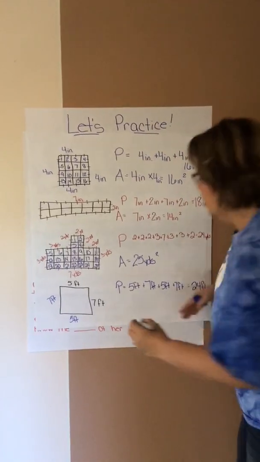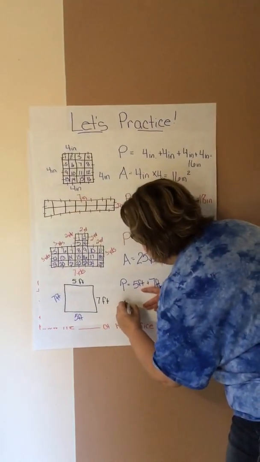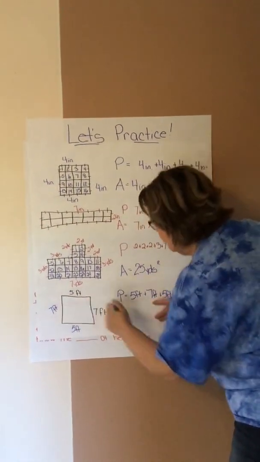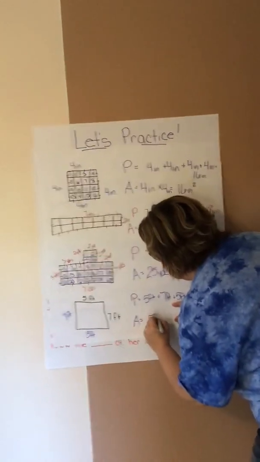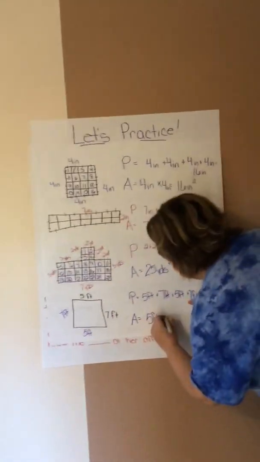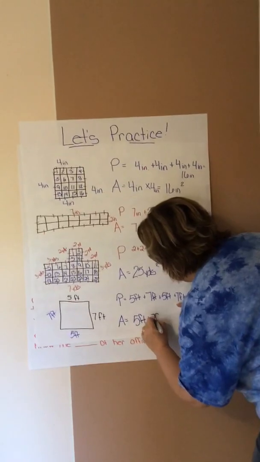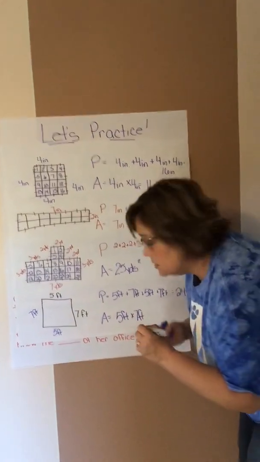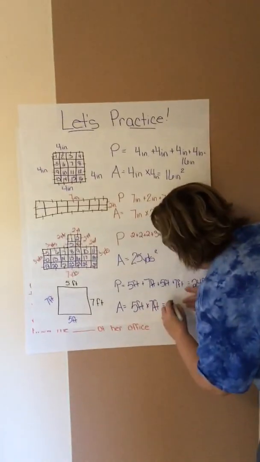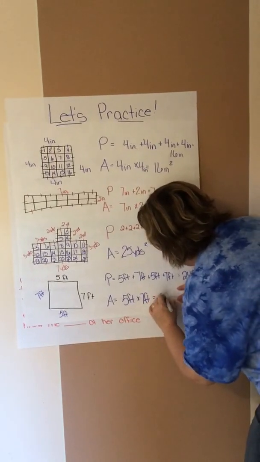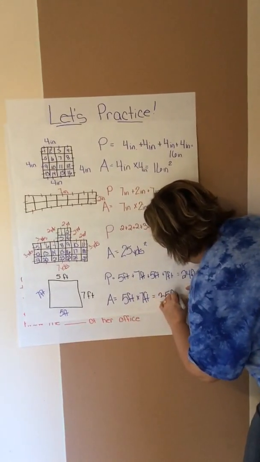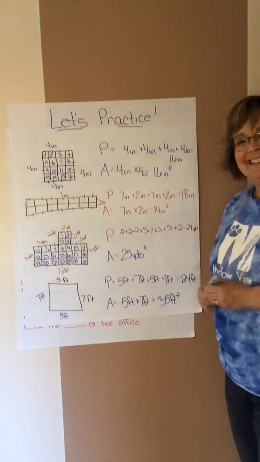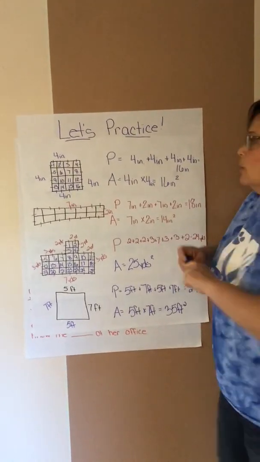We still have to figure out the area, but that's going to be easy because we have 5 feet times 7 feet. 5 times 7, boys and girls. I want to hear you out in Cyberland. 35 feet squared.